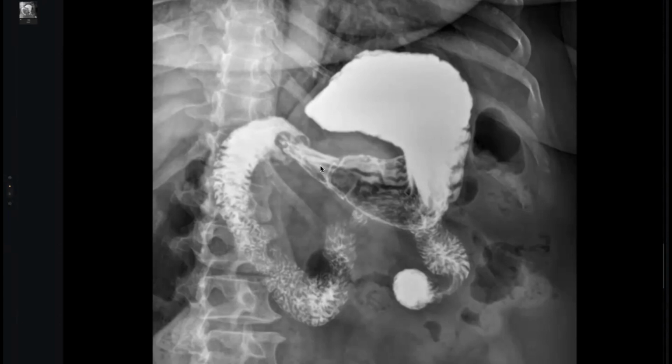Where is the place, or at which location, is the contrast not completely seen? See what I mean. Here, normal. Why? The contrast completely fills the stomach. Here is normal. Why? This is the rugae and this is the contrast. Here also, this is the contrast and this is the folds. Maybe a little bit increased, but see?